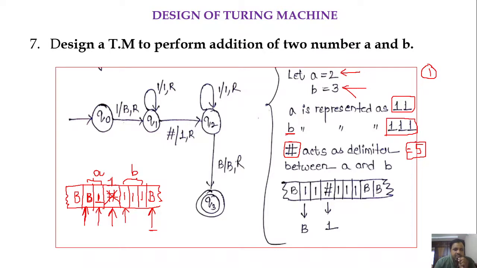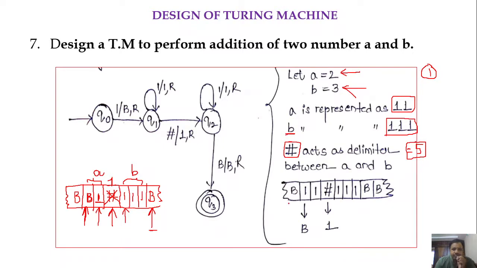So here the inputs are 2, 3, right? So the addition result must be 5 ones, right? So what we are doing, we are making the first one as a blank and we are converting the hash into 1. Okay. So the moment when we convert hash into 1, it is making the number of ones as 5. So at the end of the input, we will be in final state, and if you examine the content of the tape, you could find the number of ones which are 5.